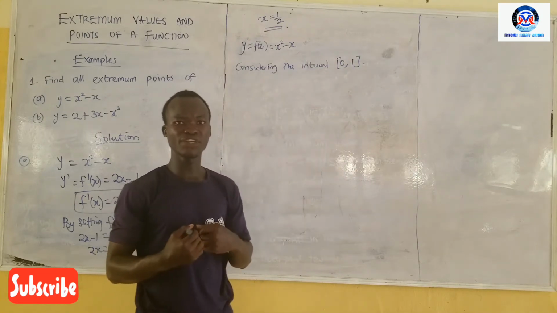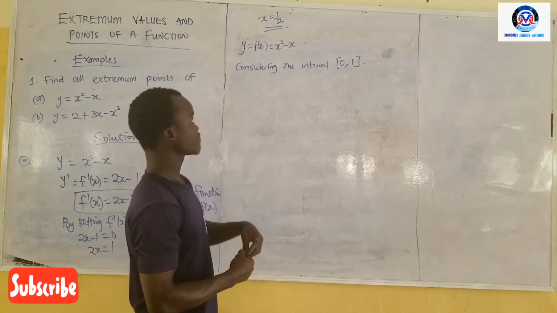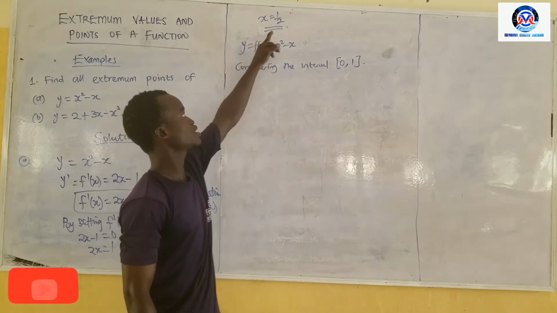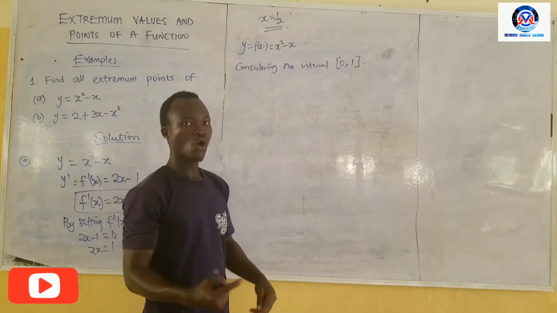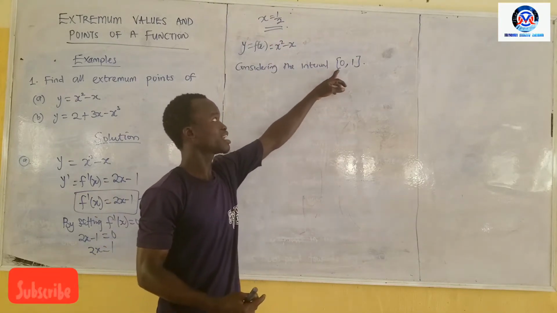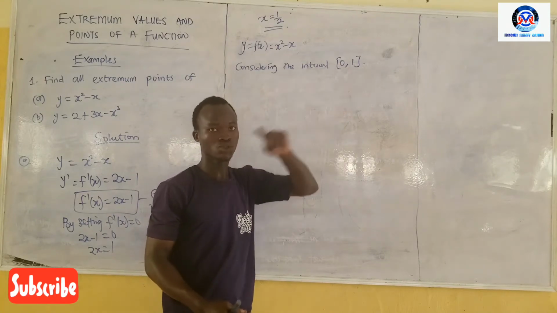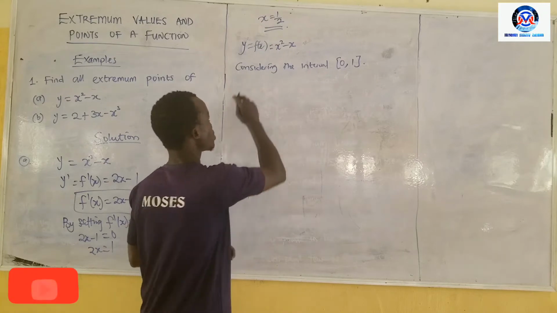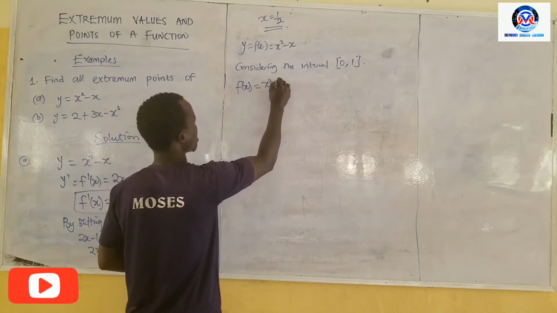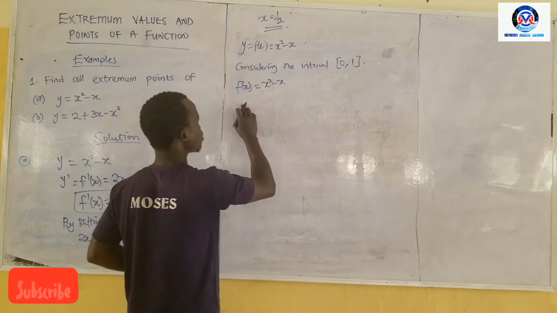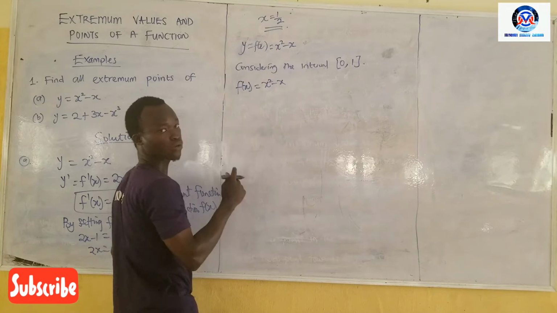So following the definition of maximum, relative maximum, we want to see if the evaluation of the function at 1 over 2 is greater or lesser than the evaluation of the function at the points 0 and 1. So now let's evaluate the function. We have that f of x equals x squared minus x, right? So now we have to evaluate the function at the point x equals 1 over 2.